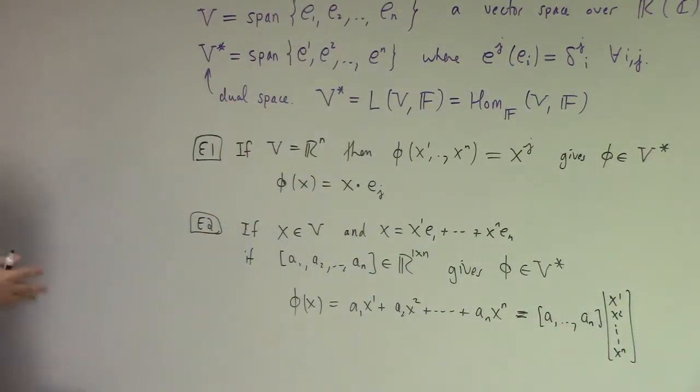So it's a pretty common thing if you listen to people who know more about these things. They'll think of the dual space as being row vectors if the vector space is column vectors.